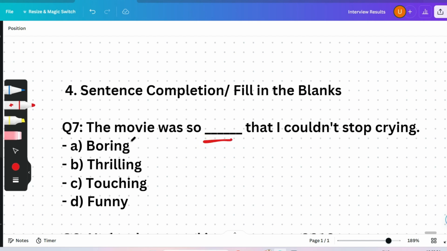At first let me put boring: the movie was so boring that I could not stop crying. When people cry, when it is heart touching, then people cry. If it is boring, then they will not cry. If this is thrilling, they will not cry, they will be astonished, they will be scared. And if this is funny, then they will be laughing, not crying. So that means this must be heart touching. The movie was so touching that I couldn't stop crying, so touching will be the correct answer, okay.